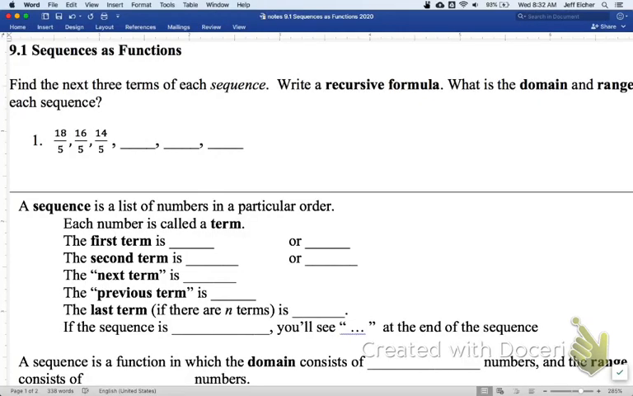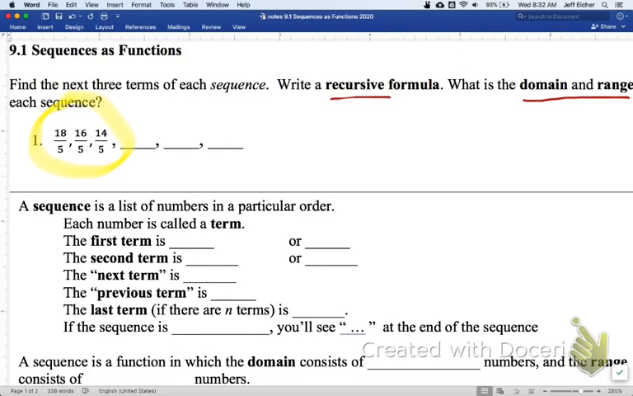Mr. Eicher here to teach you about sequences as functions, Chapter 9, Section 1. In the previous lesson, we learned about recursive formulas, so we're going to review that a little bit today. Also talk about domain and range, which we've talked about throughout the course. But let's just start with this sequence that we're provided. See if you could figure out the next terms in the sequence.